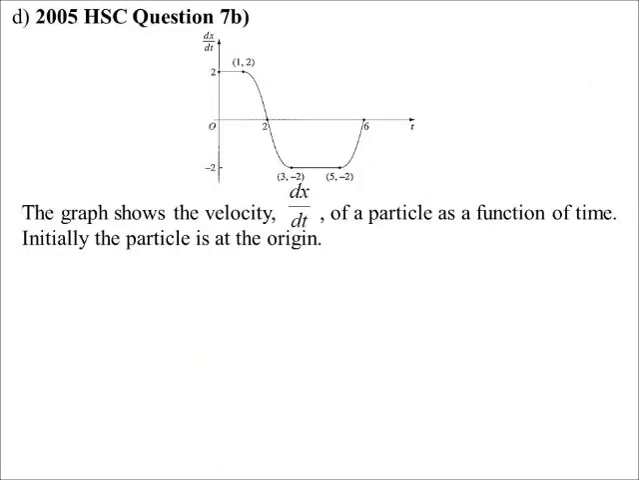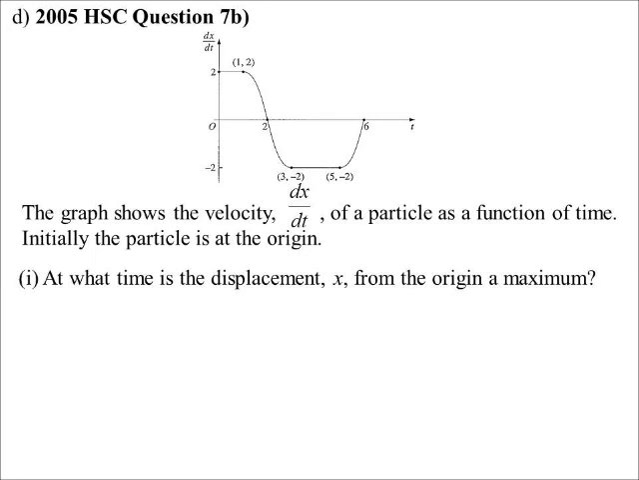All right, let's try another one. 2005. Odd sort of graph, but there it is. It's another velocity time graph. What do they want us to do? Oh, so initially it's the origin again. At what time is displacement a maximum?